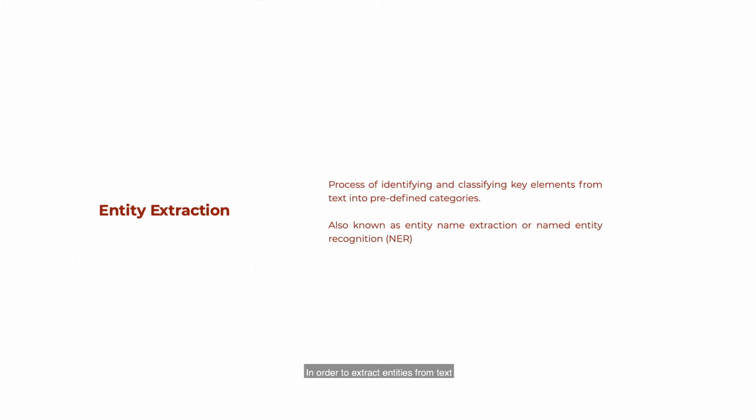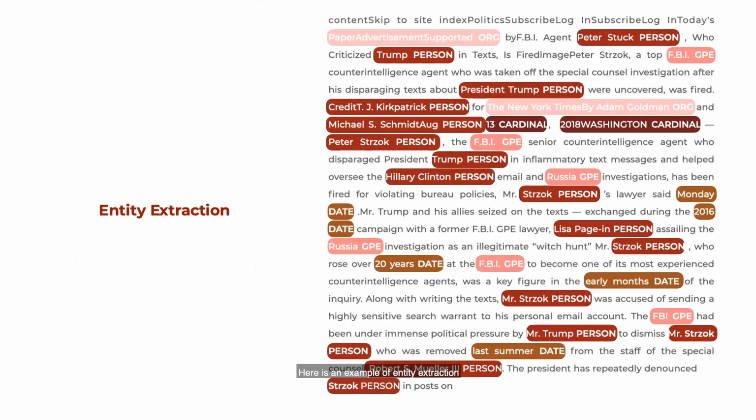In order to extract entities from text, we first need to identify and locate entities from the text, and then classify the recognized entities into predefined categories. Here is an example of entity extraction. It can recognize person, organization, date, etc., but sometimes it will make errors. For example, FBI should not be a geopolitical word.